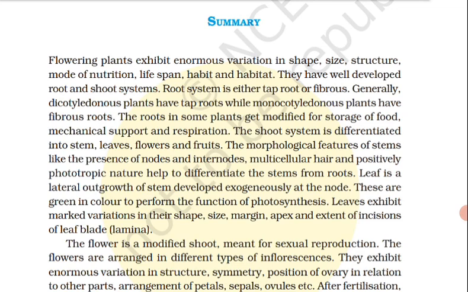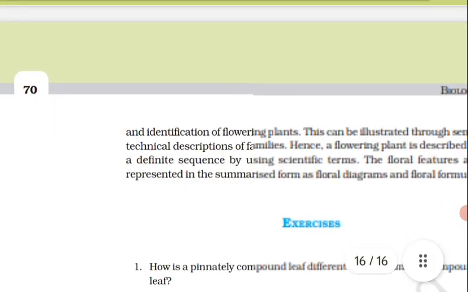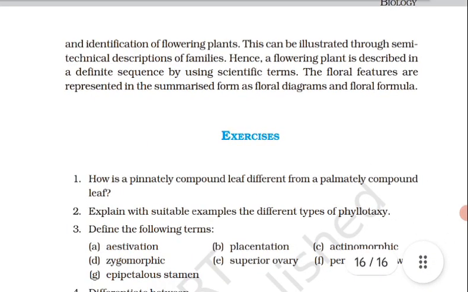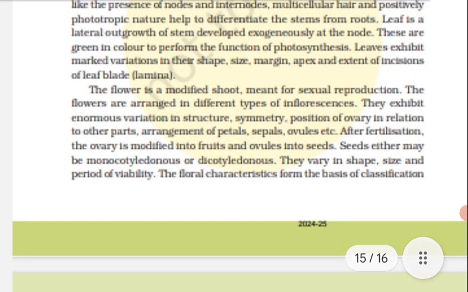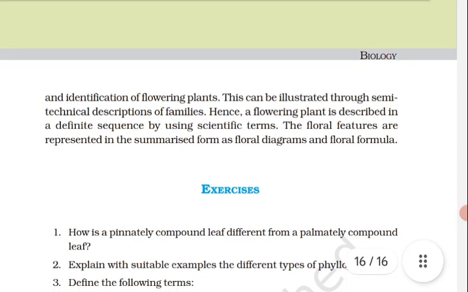This can be illustrated through semi-technical descriptions of families. Hence, a flowering plant is described in a definite sequence by using scientific terms. The floral features are represented in the summarized form as floral diagrams and floral formula. With this, we complete the chapter Morphology of Flowering Plants.